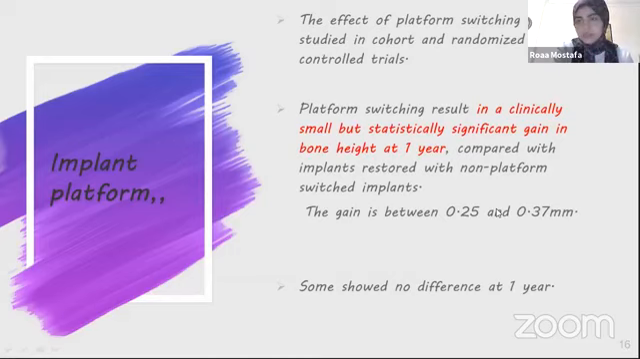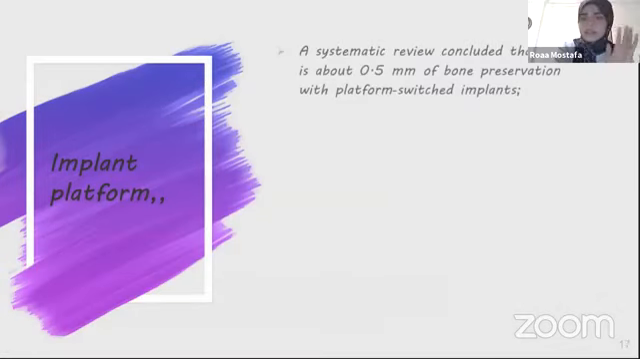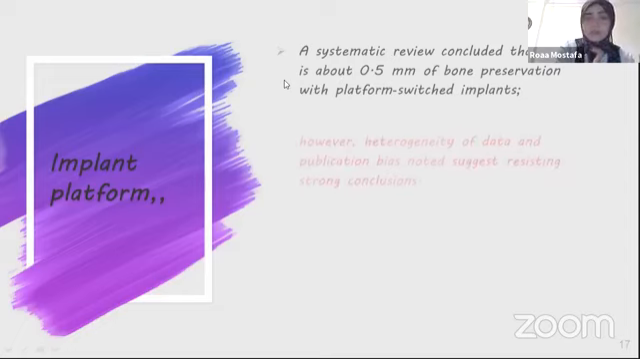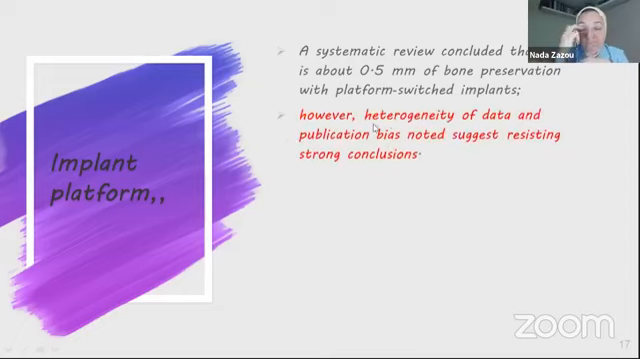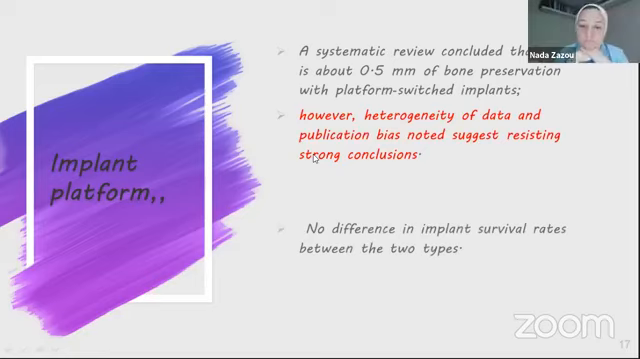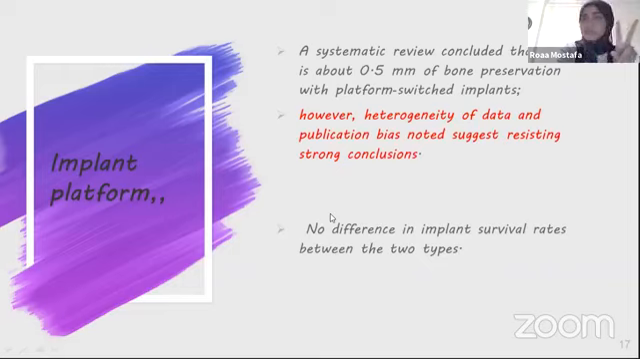some studies showed no difference between the bone gain in platform switched implants and non-platform switched implants. There is another systematic review that said that we can gain up to 0.5 millimeter in platform switched implants, but there was heterogeneity of the data and publication bias, which could stop me from taking this as a strong conclusion. Another study said that there is no difference in implant survival rates between the two types. I could gain bone in platform switched implants, but on surviving, both implants will survive.